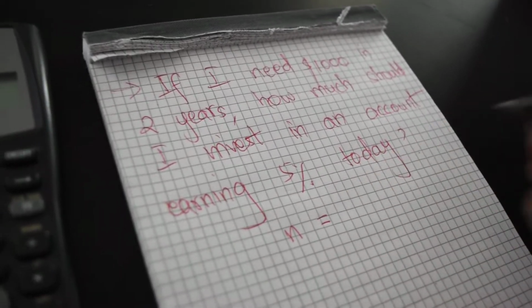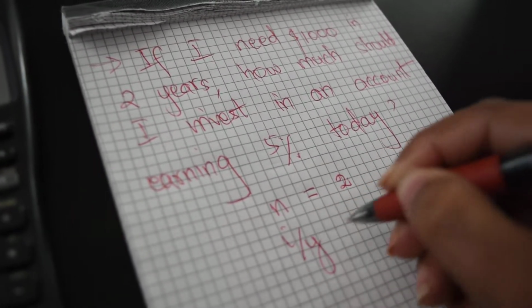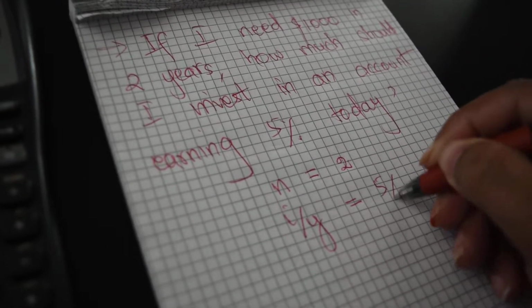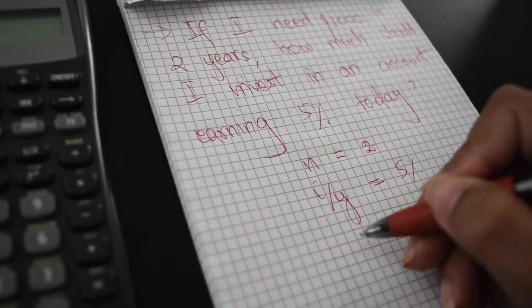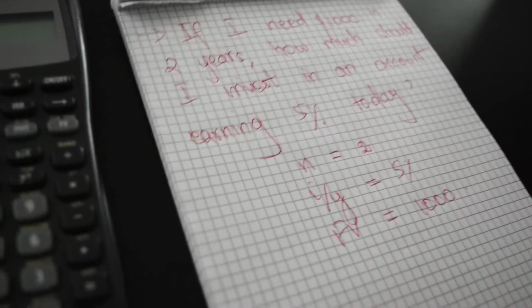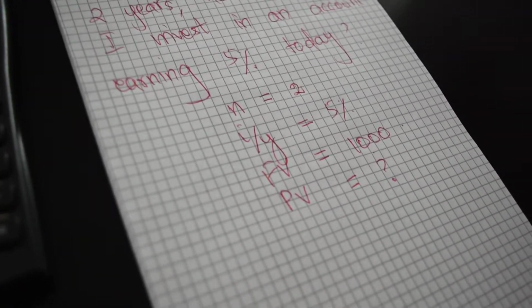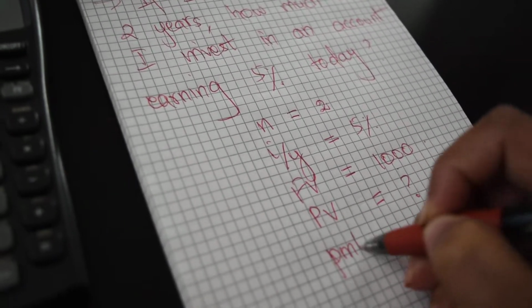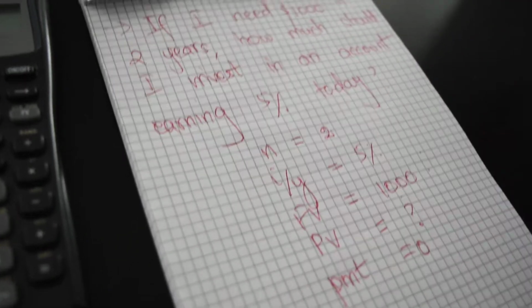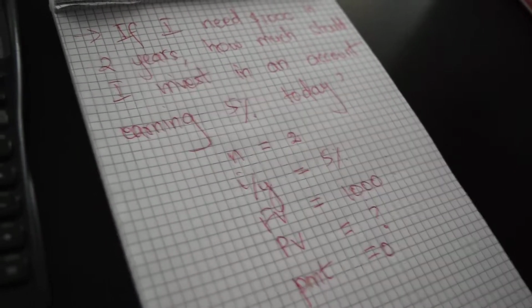So N is equal to 2 years. I over Y is the interest rate and it's 5%. Future value equals $1,000. Present value, I do not know. PMT will be equal to 0 since it's a lump sum problem. There's no regular cash flows coming up. So how do we do that in a calculator?